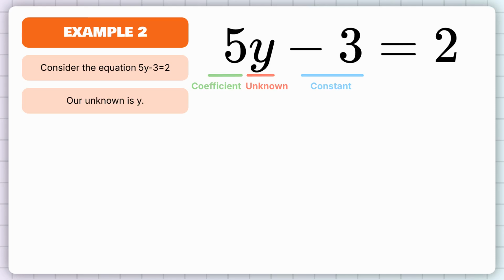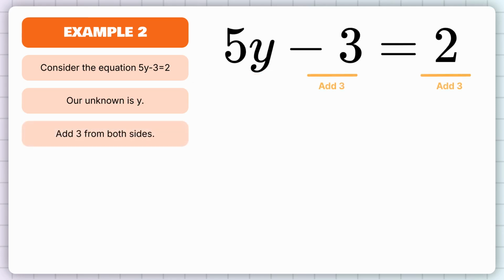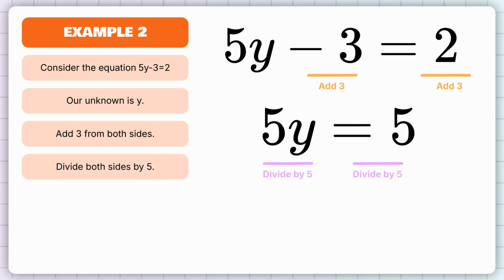Now to solve for y, we add 3 to both sides of the equation, which simplifies to 5y equals 5. We then divide both sides by 5, which simplifies to y equals 1. So the solution to the equation 5y minus 3 equals 2 is y equals 1.